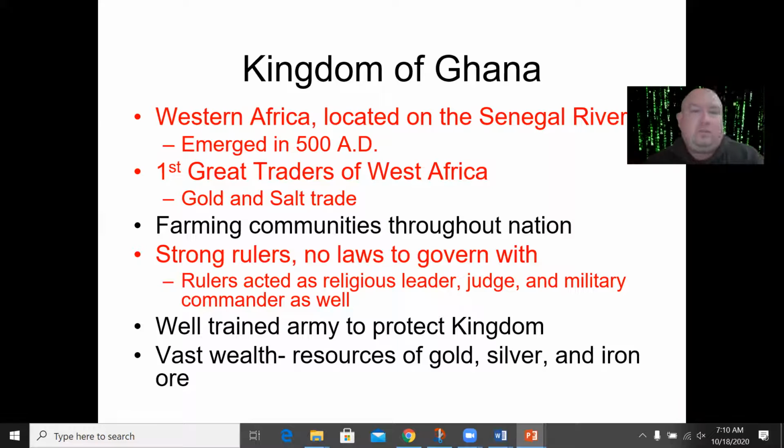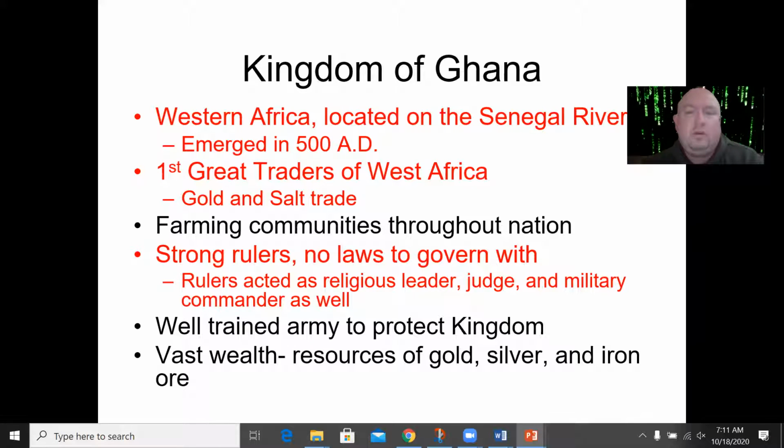Ghana was the first great trader kingdom. Gold and salt were the key entities. They had plenty of gold, so they traded out for salt. A lot of farming communities. So if I ask you what life was like, farming is a big part here.